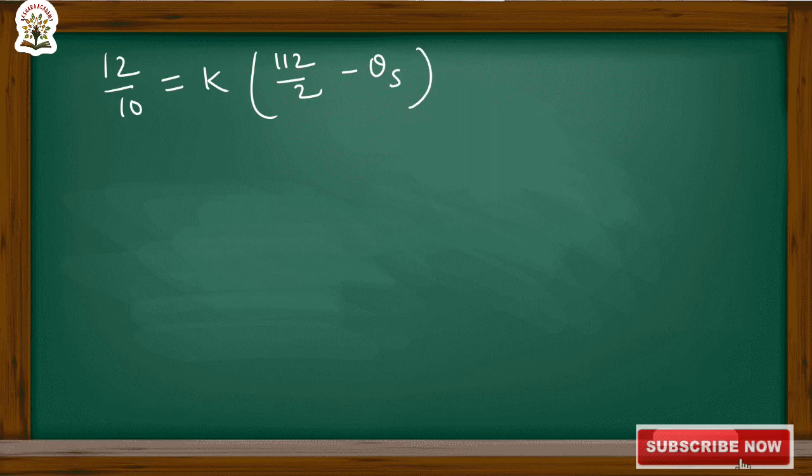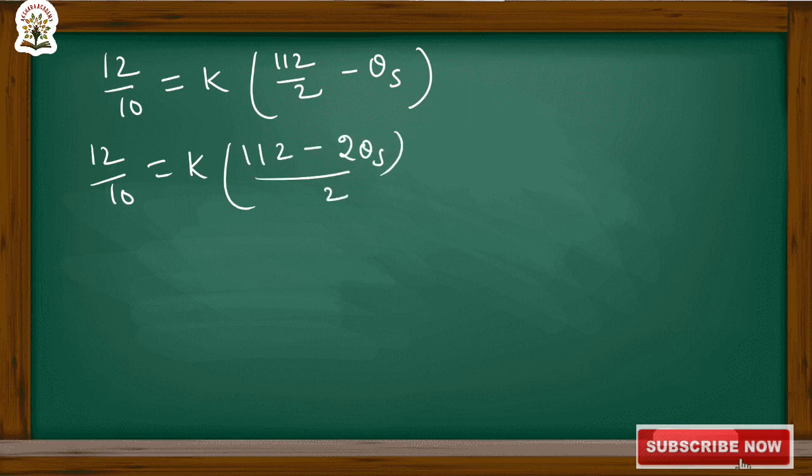So that is 12 by 10 is equal to k of, taking LCM, (112 minus 2 theta s) by 2. So this is equation number 1.